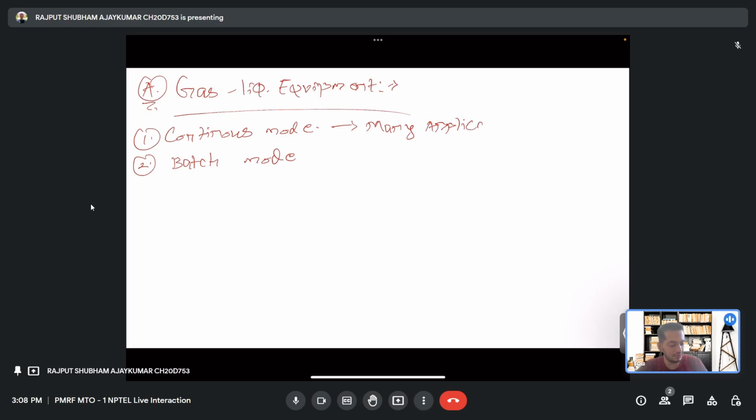Whereas in the case of batch mode, it has fewer applications. That is particularly related to the output of the product. So if you want some specific product with a specific purity, you can use the batch mode in gas-liquid operations. How to increase the contact between the gas and the liquid depends upon a term which is known as the interfacial contact area.